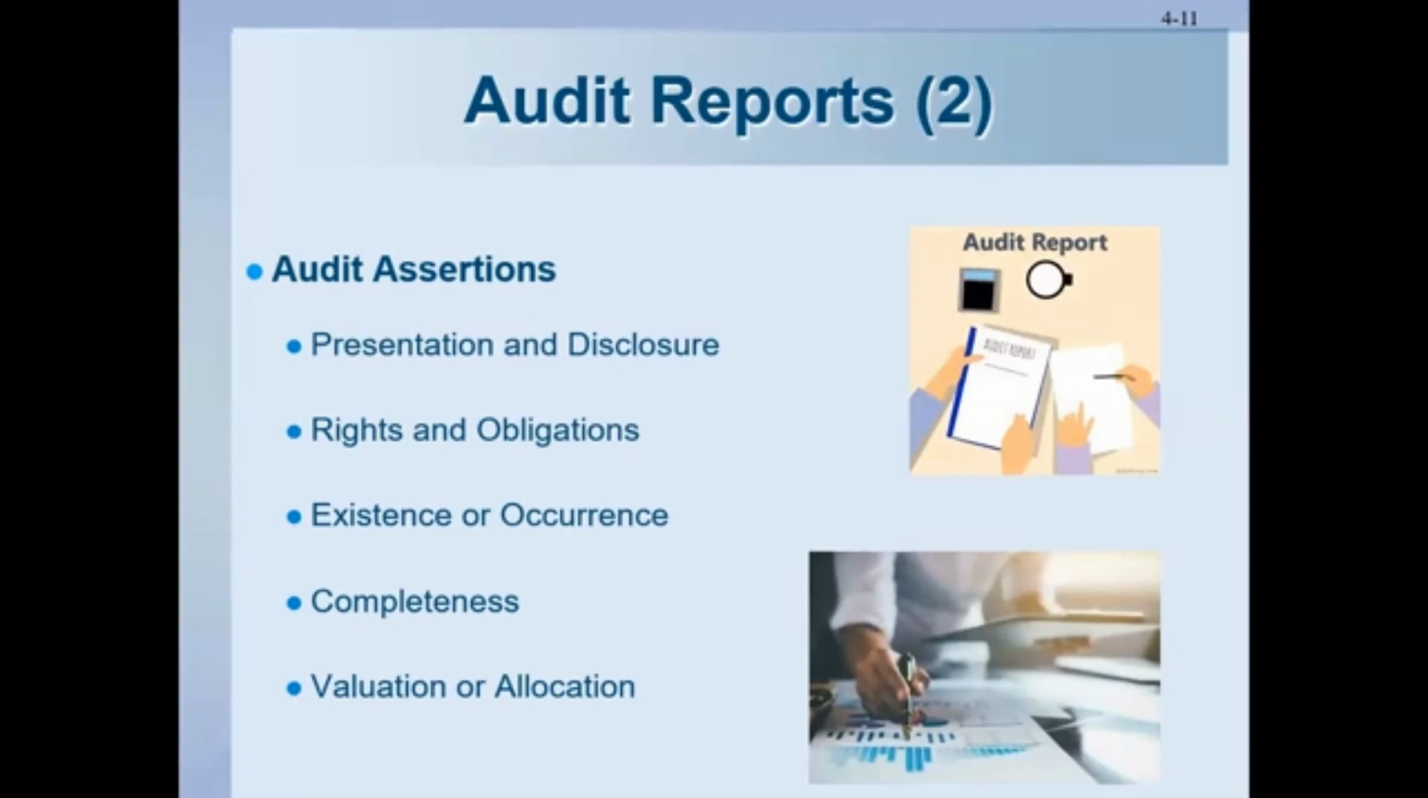The auditor recognizes 5 assertions in financial statements: presentation and disclosure, rights and obligations, existence or occurrence, completeness, and valuation or allocation. Together, they depict the financial state of the company and tell the story of what occurred during the audit period.